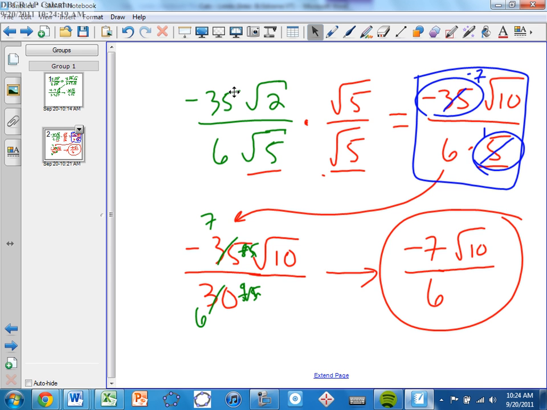That's why I wrote simplest form on here. Okay? So I would like you to turn things into simplest form. Here's the reason why, honestly. When you take the SAT, the answers will always be in simplest form.